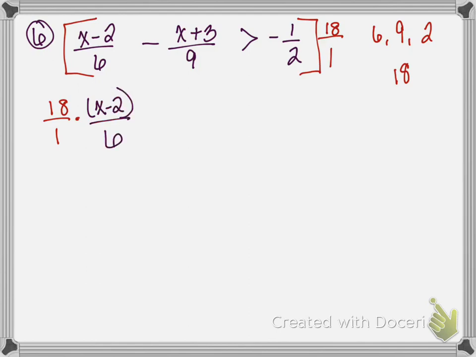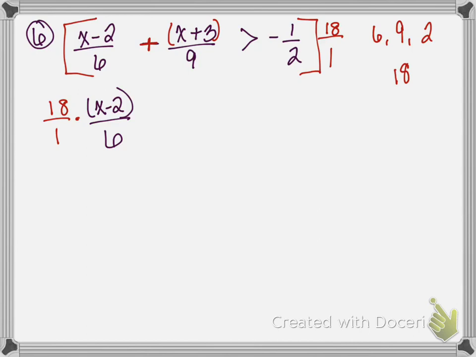Okay, now I need to go ahead and deal with this negative. I'm going to take this minus and I'm going to make it a plus, but I've got to give that negative to everything in my numerator. So I'm actually going to end up with negative x minus 3.